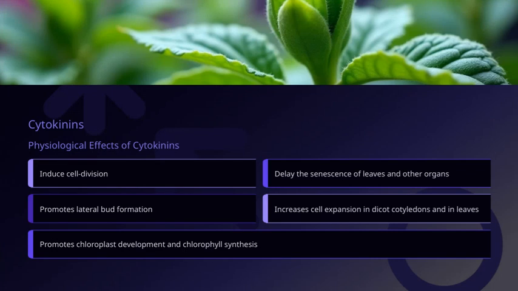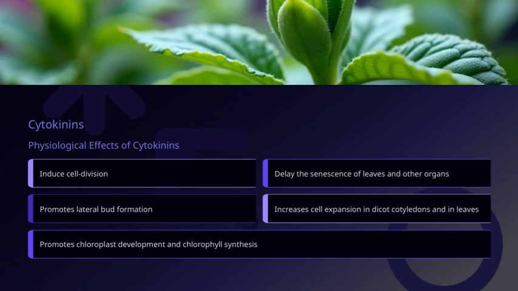Now, let's take a closer look at the physiological effects of cytokinins. One of their key roles is to increase cell expansion, particularly in dicot cotyledons and in leaves. This means they promote growth by helping cells grow larger, which is essential during early development stages. Cytokinins also delay the senescence of leaves and other organs, effectively extending the lifespan of plant tissues and maintaining their vitality for longer periods. Additionally, they promote chloroplast development and chlorophyll synthesis, which are crucial for photosynthesis.